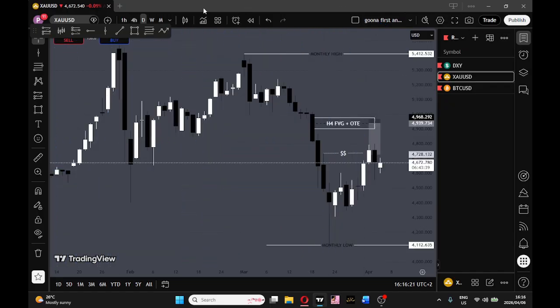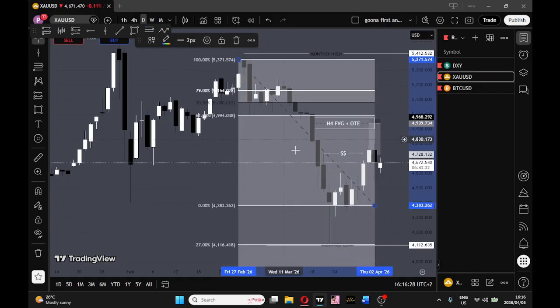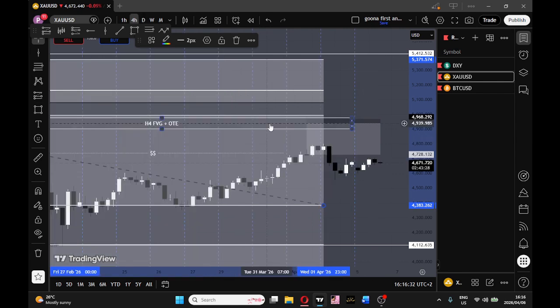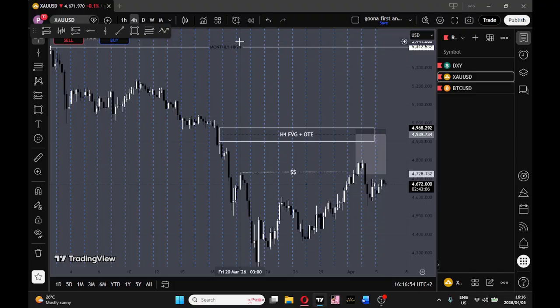On gold, I found the point of interest by marking the monthly high, monthly low as always, then just on the daily, going to the fib, pushing it like this. So when we adjust it on the 4 hour, we can see that the fair value gap that I marked is in the OTE. 50% of the fair value gap is in the OTE. So we'll see how this setup plays out.